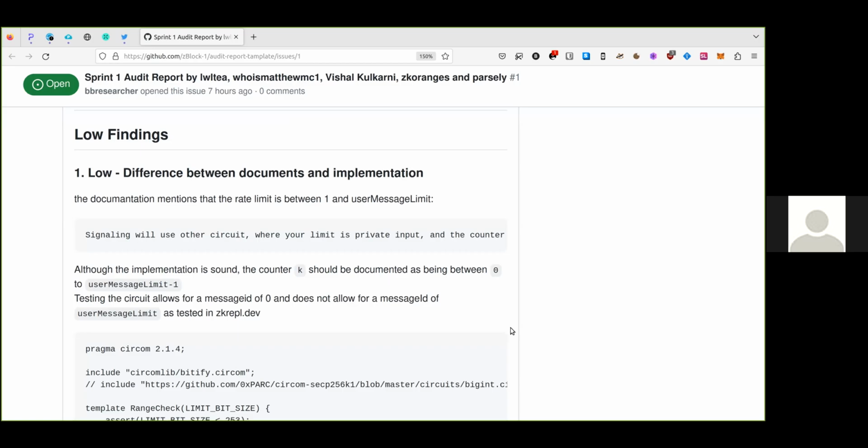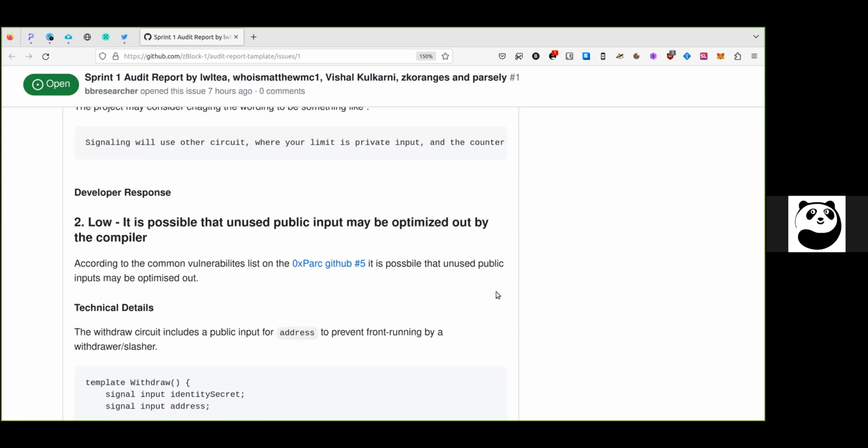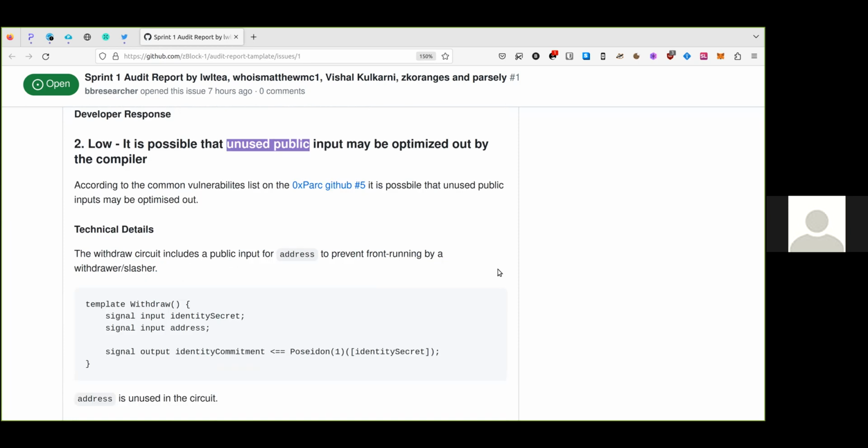Difference between the documentation and how it works. Okay. And so really the recommendation is just to change or update the documents on that. Everyone, there where you highlight that unused public signal, which is the address, which may be optimized out.